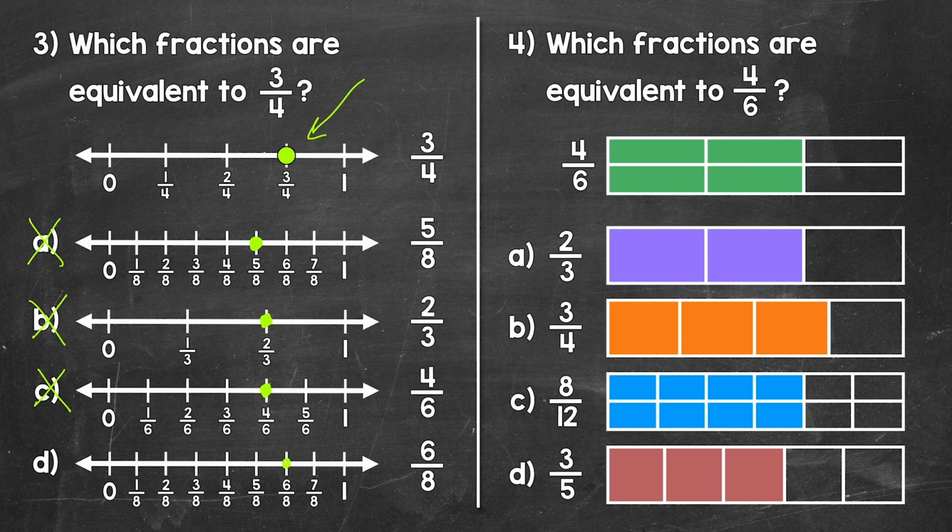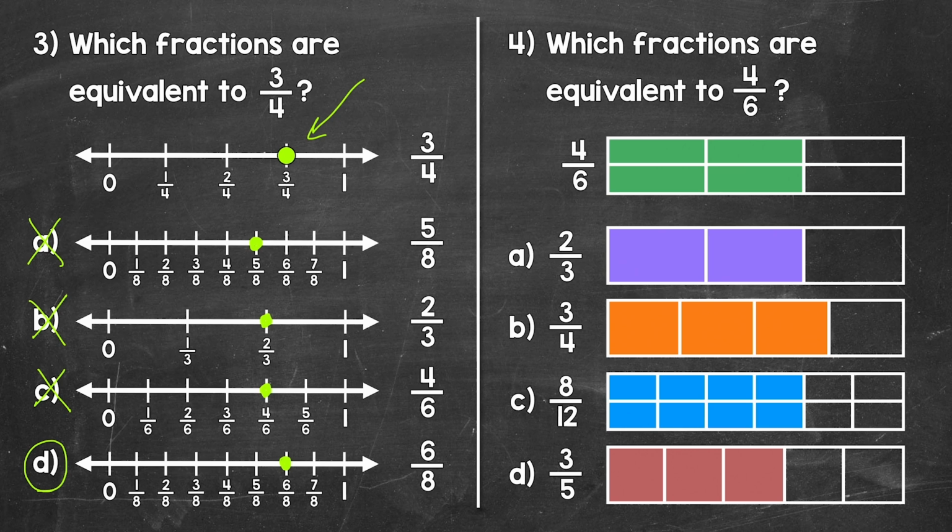Lastly, let's look at D, where we have 6/8. 6/8 is right here on the number line. And we can see that it's at the same place as 3/4 on the number line. 6/8 is equivalent. So for number 3, 3/4 and 6/8 are equivalent fractions.